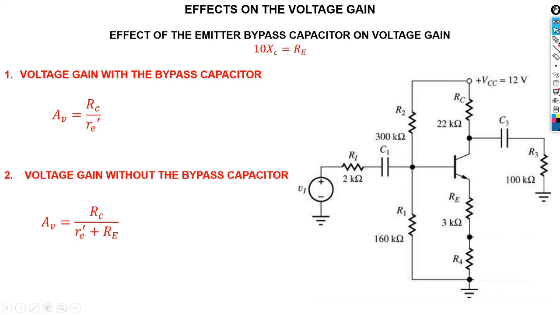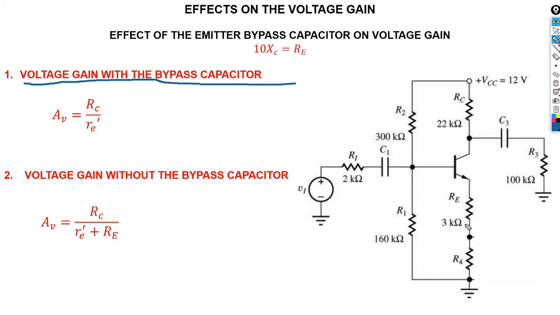When it comes to the effects of our voltage gain, what we need to keep in mind is that we need to make sure that the R emitter that we put must always be equal to 10 times XC, the capacitor that we're gonna put there. Can you see? So we need to make sure that this must be equal to that to avoid the effect of the bypass capacitor. Okay, so if we have this, we can see our voltage gain with the bypass capacitor.